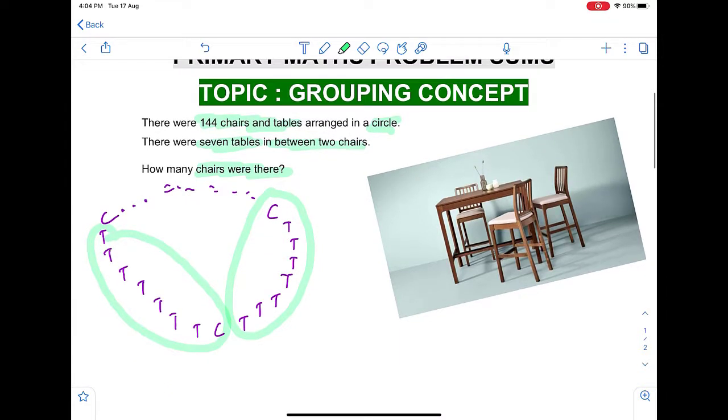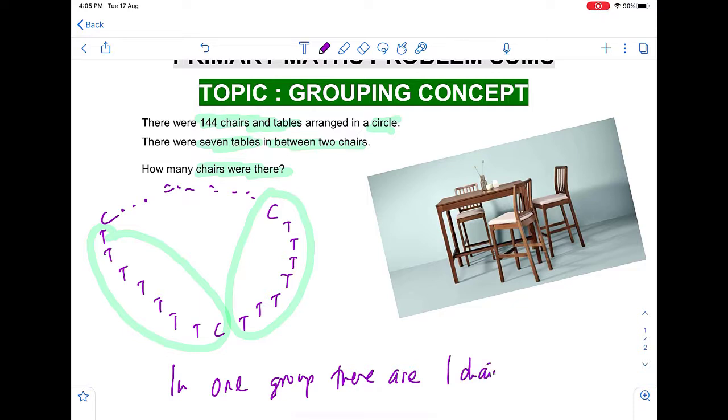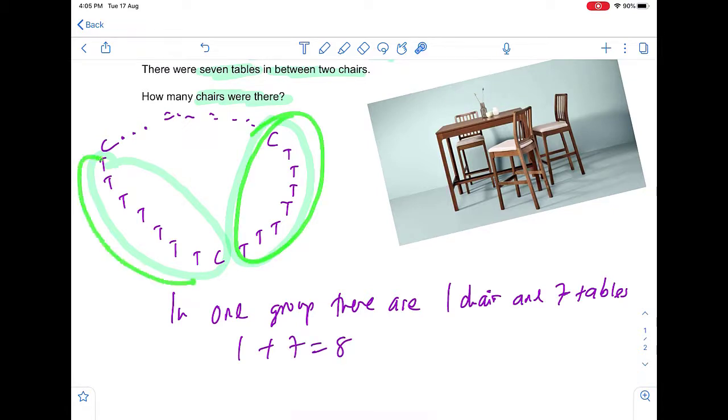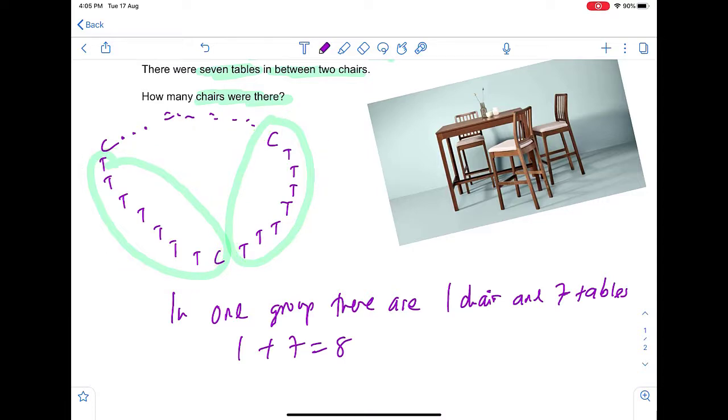Okay, and in each set we have 1, 2, 3, 4, 5, 6, 7, 8 items. We have 7 tables and 1 chair. And in total, we have 144 items. So we can write this statement down in one group, or you can put one set. There is 1 chair and 7 tables, which means in one set, there's 1 plus 7, which is 8 items. So how many of such 8 items do I have? How many groups do I have?